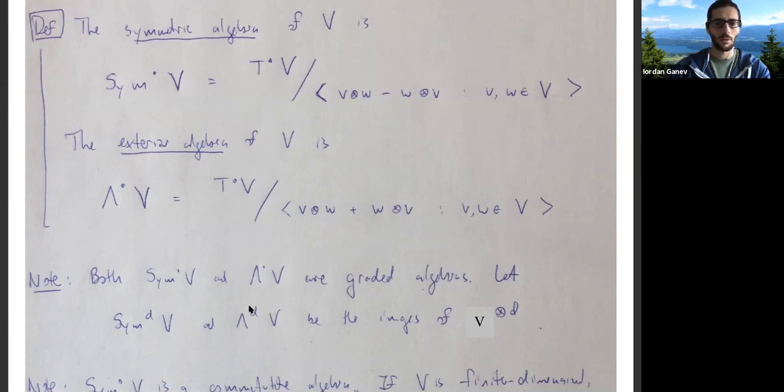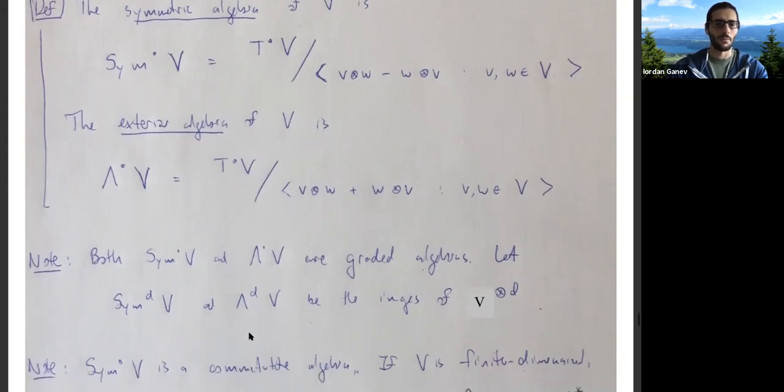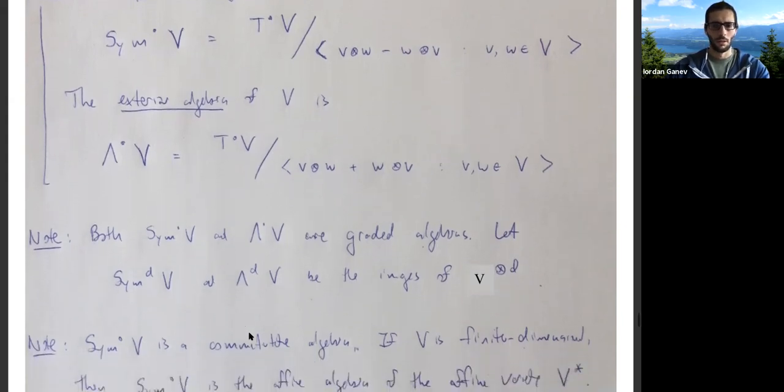And in particular, if we take d to be more than the dimension of V, then the dth exterior power is just 0. Right. Are people okay with this so far?